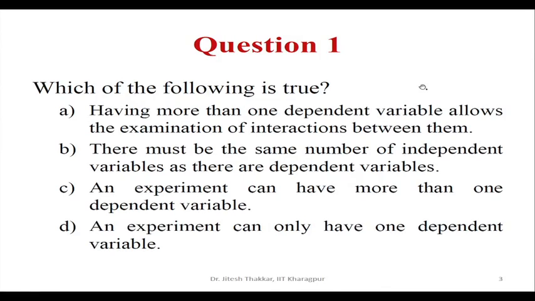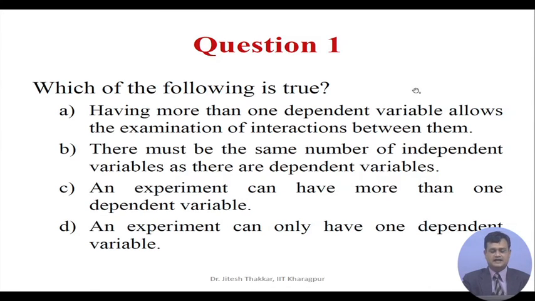Now, let us see question 1. Which of the following is true? A. Having more than one dependent variable allows the examination of interactions between them. B. There must be the same number of independent variables as there are dependent variables. C. An experiment can have more than one dependent variable, and D. An experiment can only have one dependent variable.